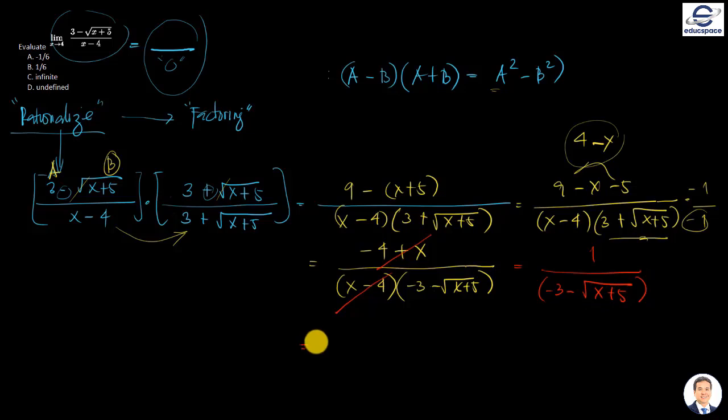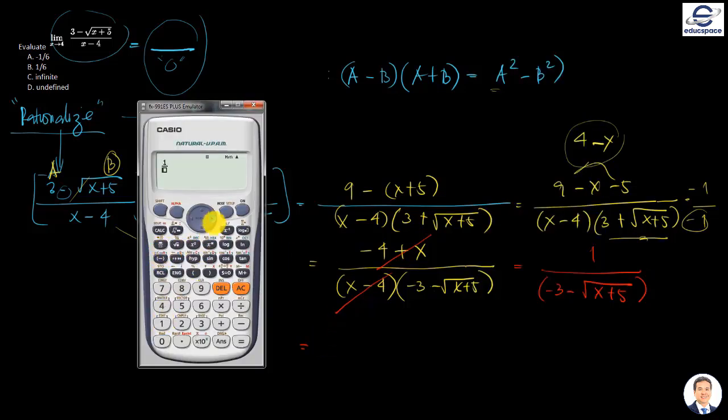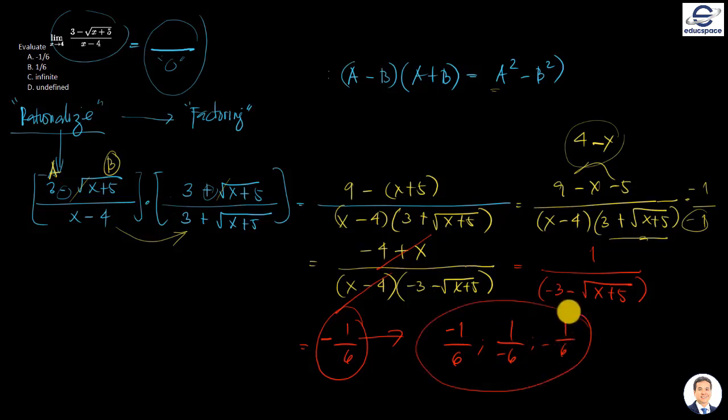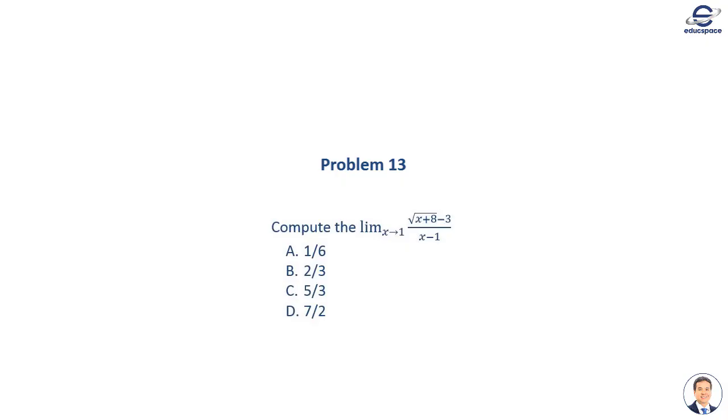So we substitute now the limit, which is 4. Again, fraction 1 over negative 3 minus the square root of 4 plus 5, and then equals negative 1 over 6. Take note that in algebra, we can write this as negative 1 over 6, or 1 over negative 6, or simply 1 with the negative here over 6. So the answer here is letter A.